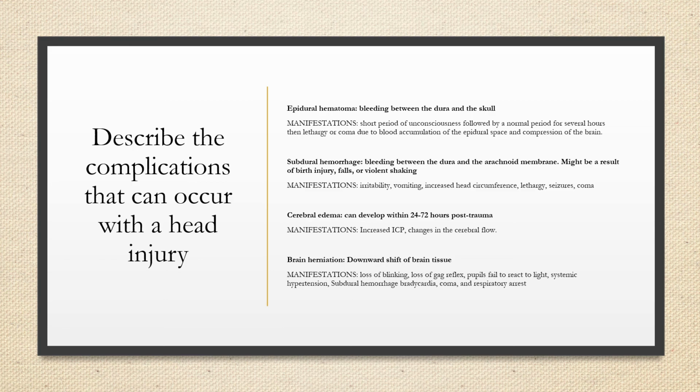In Angela's case, she did progress to a more serious situation, so it could be any of these three things we're talking about here with complications, that we initially have a minor injury that progresses and becomes something more serious. So epidural hematoma, bleeding between the dura and the skull. Manifestations, short period of unconsciousness.